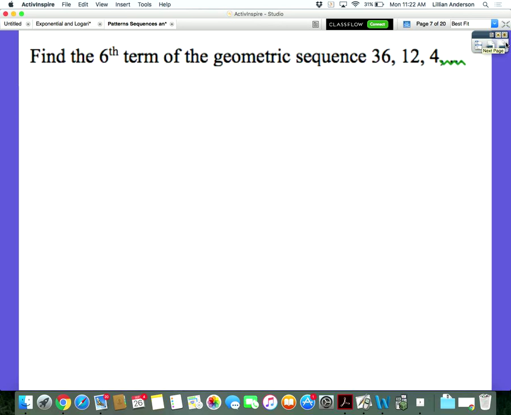Yes, you can use your calculator. But do you have to? No. Okay. I'll be very impressed.